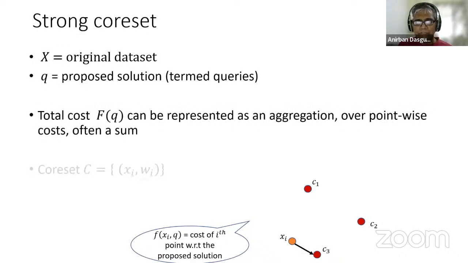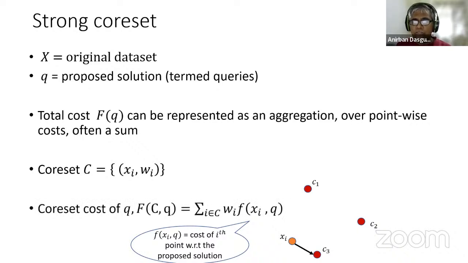Okay, what do I mean by strong coreset? Here is what I mean. Suppose capital X is your original data set and Q is a proposed solution. The total cost f(Q) is represented as an aggregation, and the coreset is now a weighted data set. I will denote it as x_i and the corresponding weight w_i. So the coreset cost of Q, basically the cost of the query Q when evaluated on the coreset, is nothing but the summation of w_i times the pointwise cost. So take the pointwise cost of the i-th point, multiply it by w_i, and then aggregate over the coreset. So this is the coreset cost of the solution.